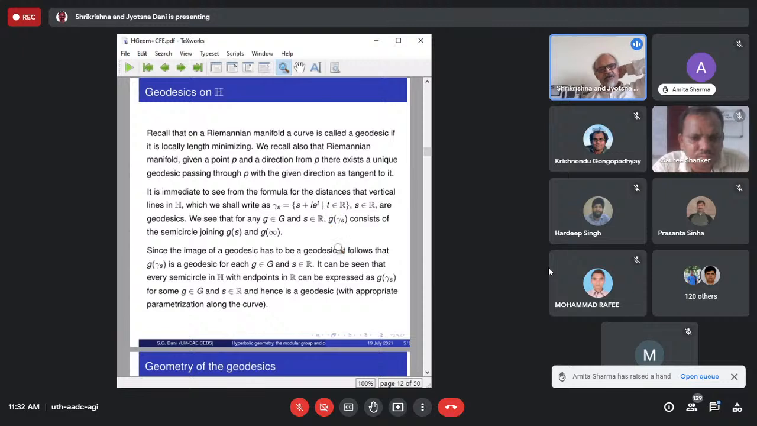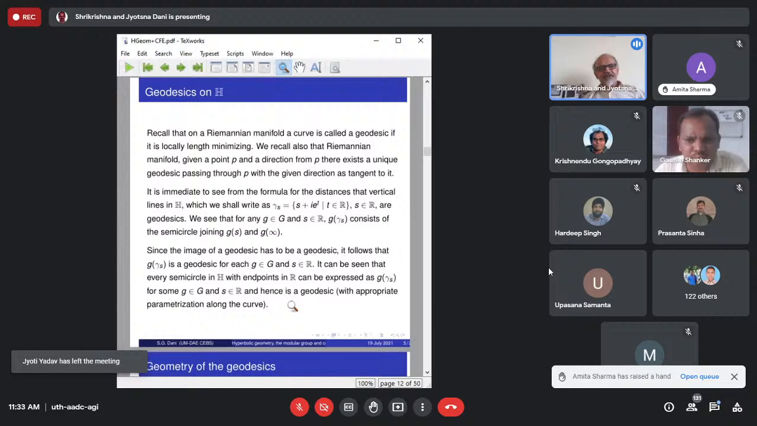and that line, under the action of G, will be a curve joining G of s and G of infinity. So if you think of the semicircle joining these 2 points, G of s and G of infinity, that will be the image of gamma_s. I wish I had some of the figures I should have brought here also, but anyway, it should be clear.